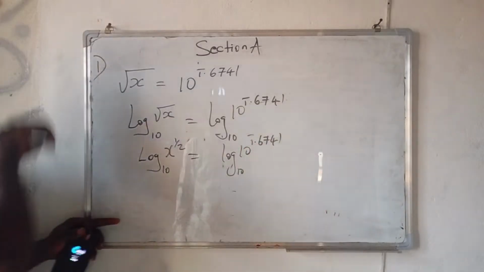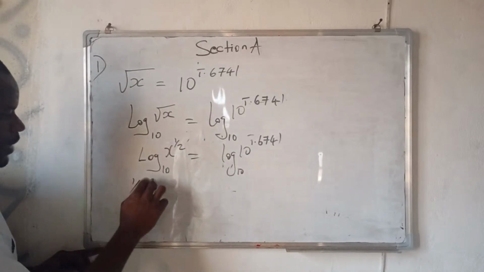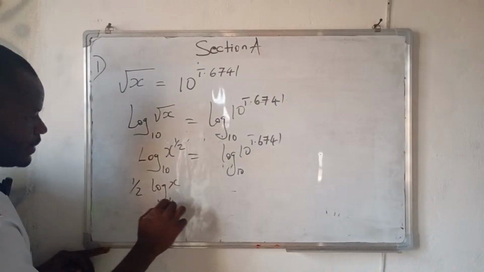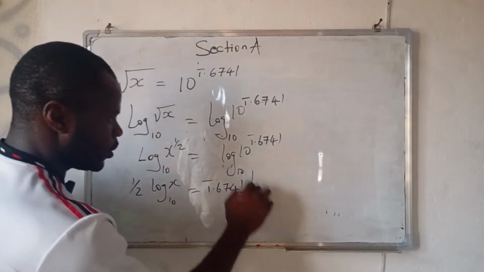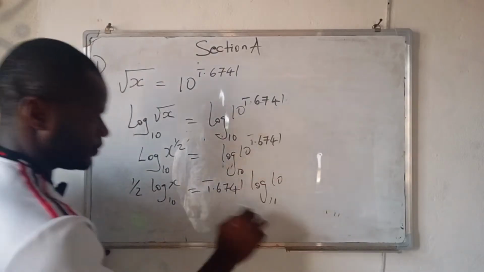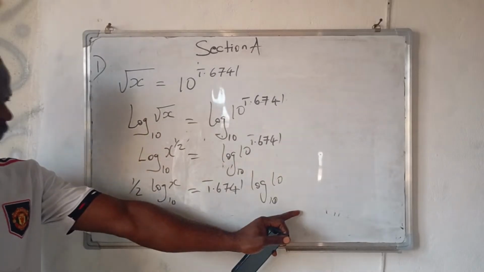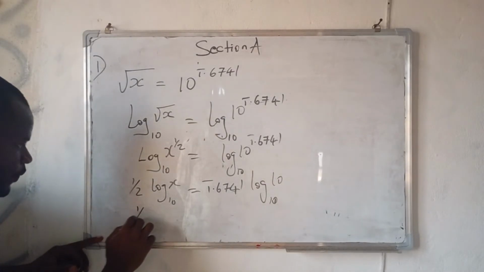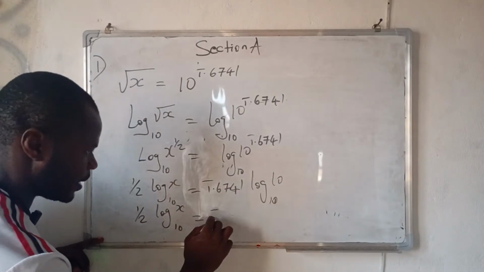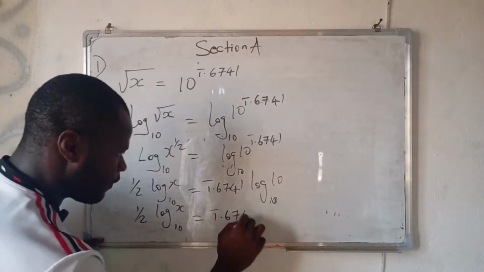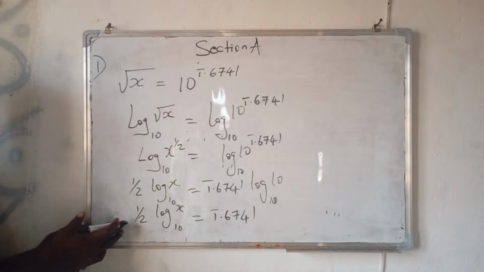Now, using our power law in logarithm, we have 1 over 2 multiplied by log x base 10 equals 1.6741 log 10 base 10. Now, of course, the logarithm of a number in its own base gives you 1. Then you have 1 over 2 log x base 10 equals 1.6741.